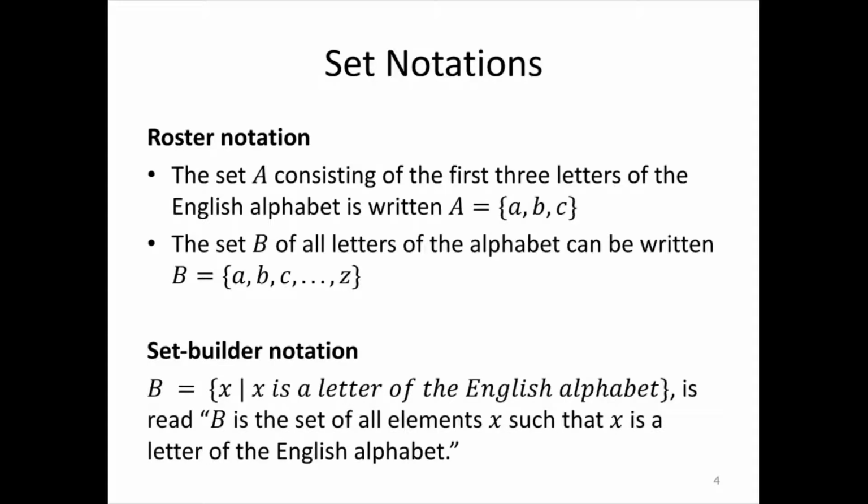But we can also write the set B here by using what we call the set-builder notation. So this is how we write in set-builder notation. We have B equal to {x | x is a letter of the English alphabet}, where this line here we usually read as "such that." Okay, so these are the two ways to write the notation of a set.